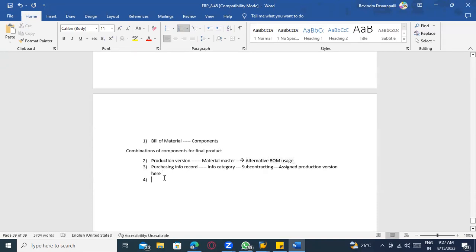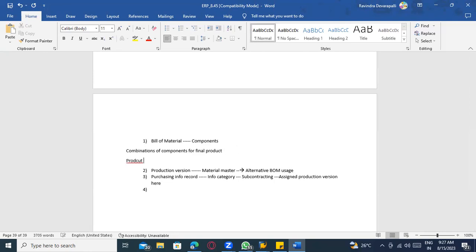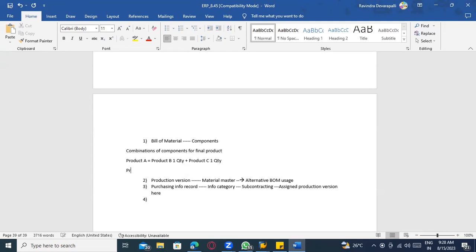Okay, the system will understand that this is the one combination, this is the two combination. Suppose let's say I need product A. So for product A, I need product B, one quantity. Then product C, which I need one quantity. So this is the one combination. Now I can make the product A again with a different combination, like instead of using product B, I can use product C one quantity plus product Z, one quantity, some other product. So I can make the product by different combinations.